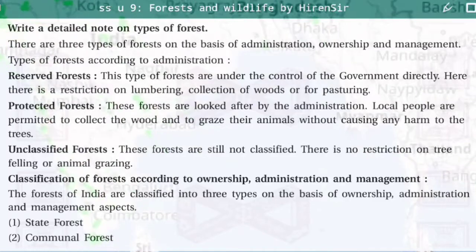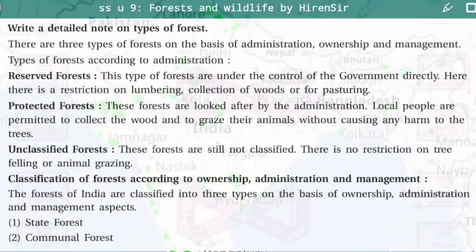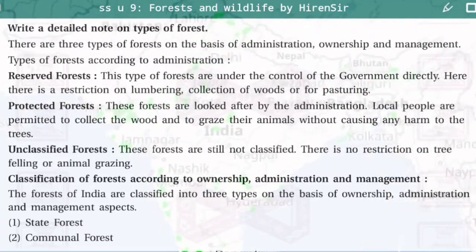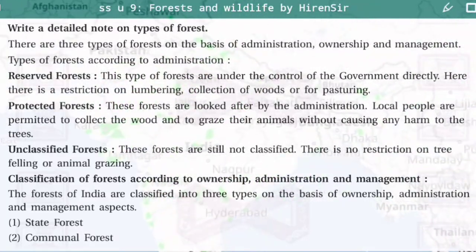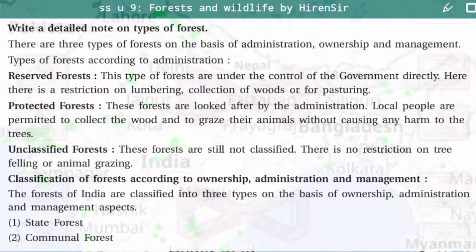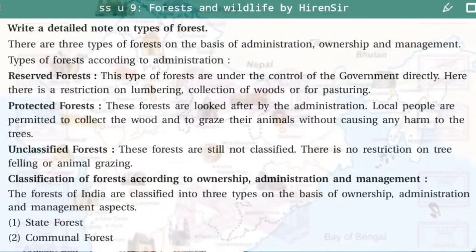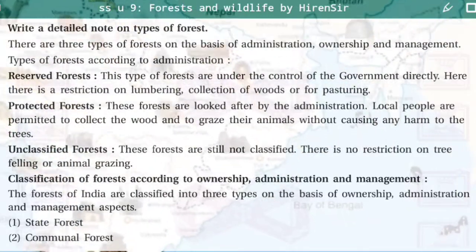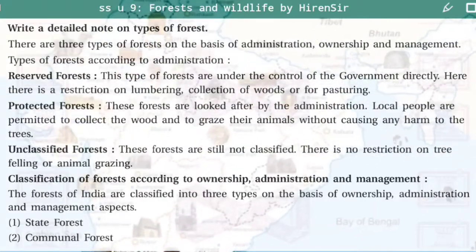Hello students, today we are going to discuss Unit 9 of 10th SS, and the title is Forest and Wildlife Resources. Generally, any country's development, progress or even existence depends on resources, because a human being can fulfill his aspirations and needs only through resources, and forest is one of the resources.